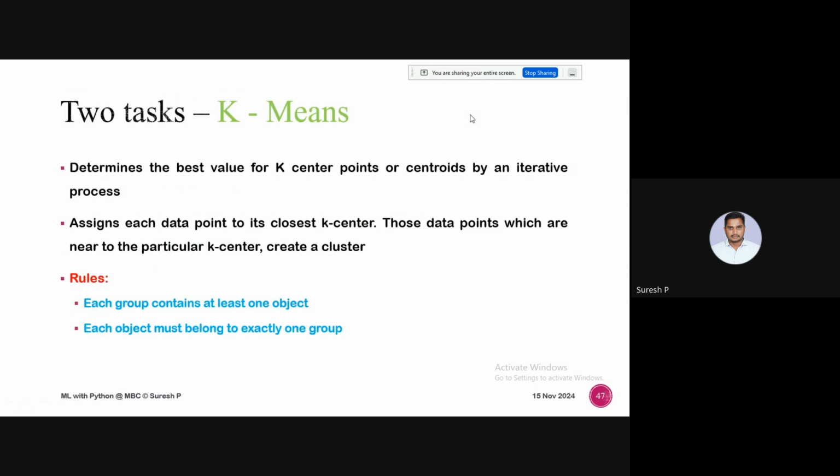So in the k-means clustering algorithm, the two major tasks will be performed. First one is to determine the best k value. Okay, so determine the best k center points or centroids by an iterative process. The second step is to assign each data point to its closest k center. Those data points which are near to the particular k center will create a cluster. So here the rules will be each group contains at least one object, and each object must belong to exactly one group. So these are the rules that will be followed in the k-means clustering algorithm.